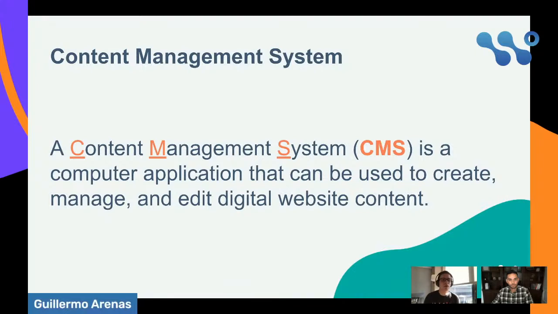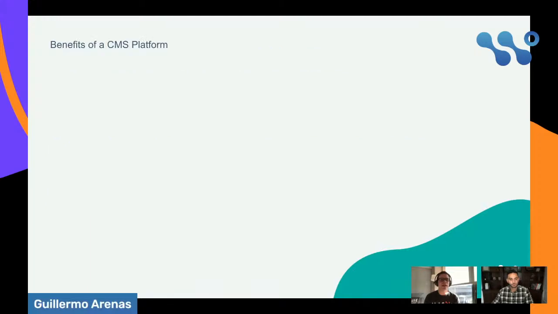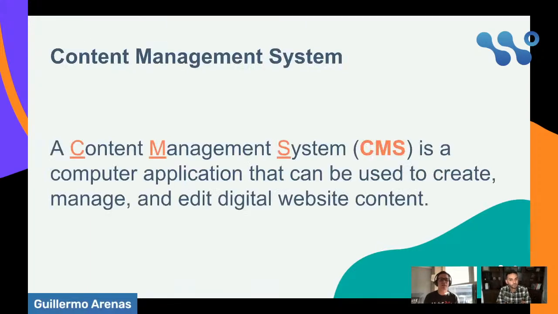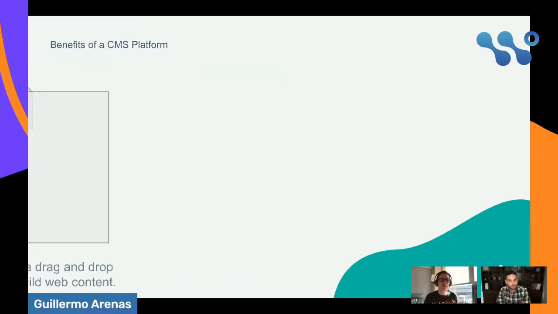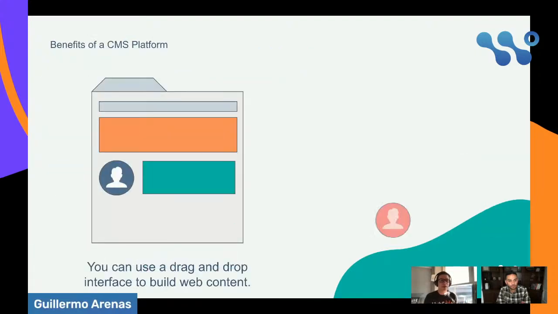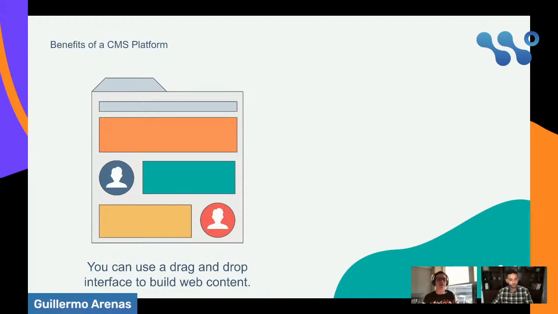Okay, so let's start with what is a CMS. CMS stands for Content Management System, and it's a computer application that can be used to create, manage, and edit digital website content. So basically, any computer application that you use to create digital website content is a CMS. So what are the benefits of a CMS platform? You can use a drag and drop interface to build web content. And this has been one of the biggest things so far in terms of usability, that the UX and UI of the modern CMS is about how easy it is to use.